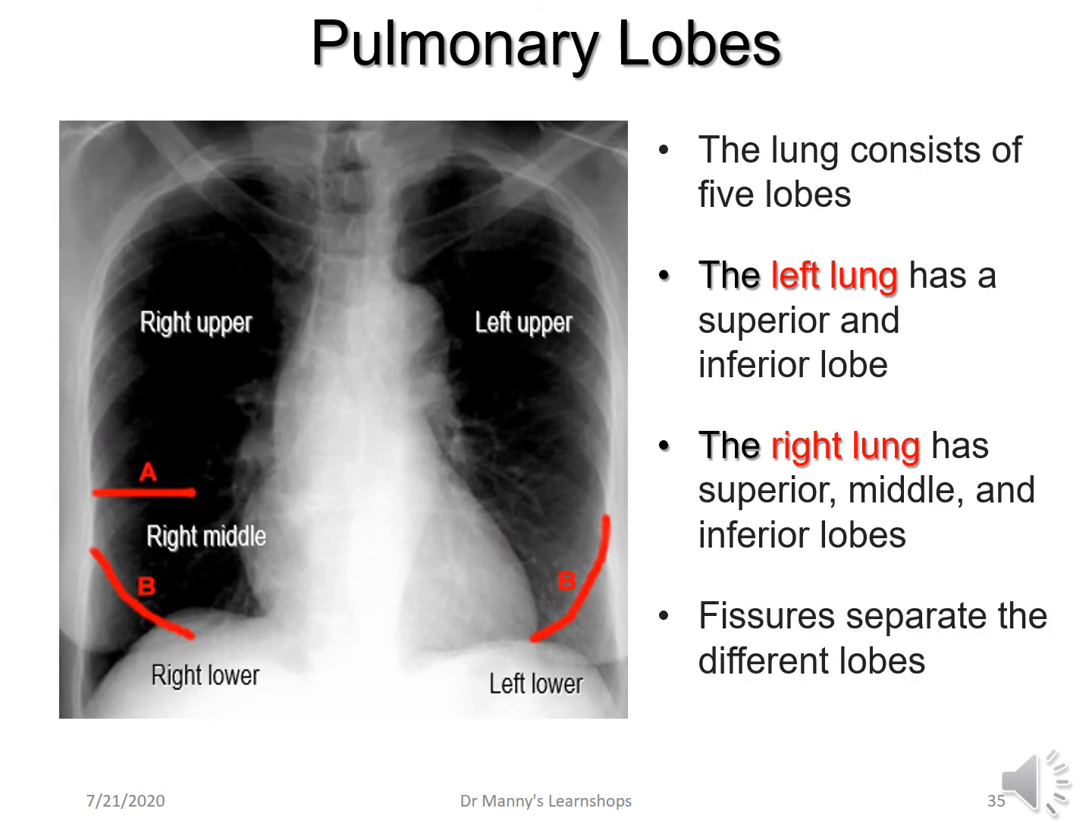The pulmonary lobes. The lung essentially consists of 5 lobes. The left lung has a superior and an inferior lobe. The right lung has a superior, middle and inferior lobe. And it's the fissures that separate the lung into their different lobes.